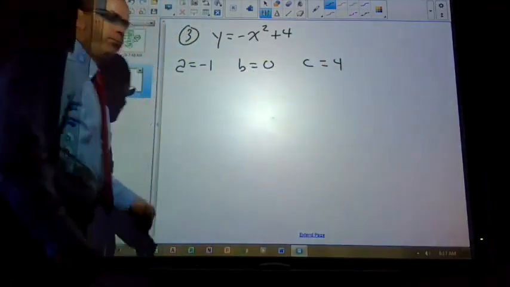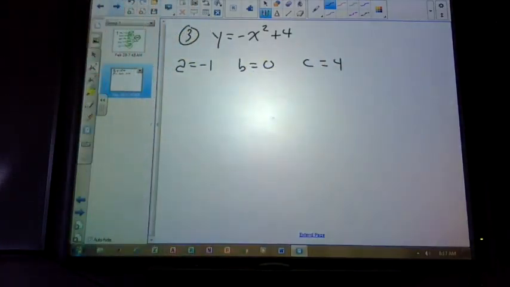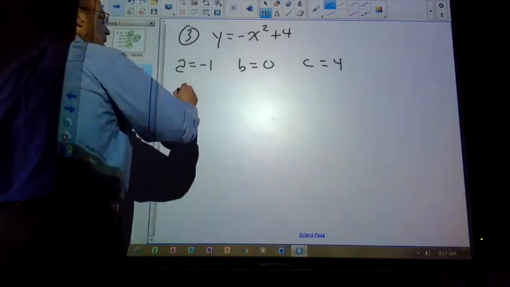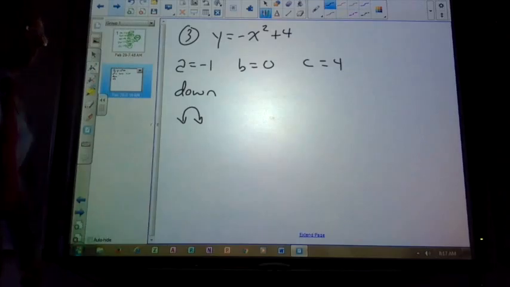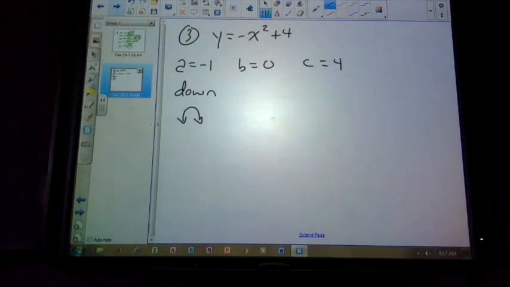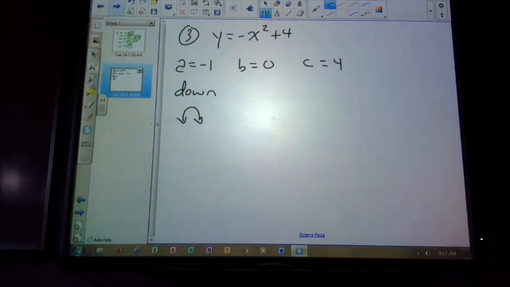Which value up there tells me the direction it opens, up or down? A. A is negative, so does it open up or down? Opens down. When I say down, it's going to look something like that.